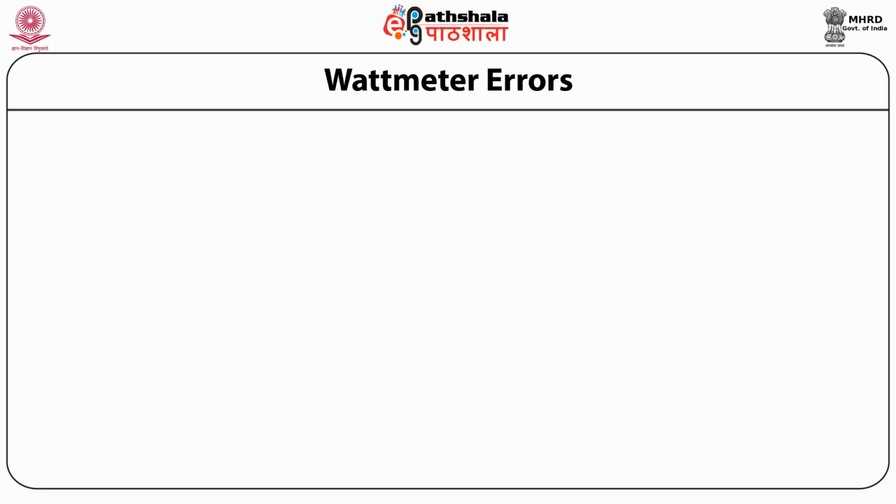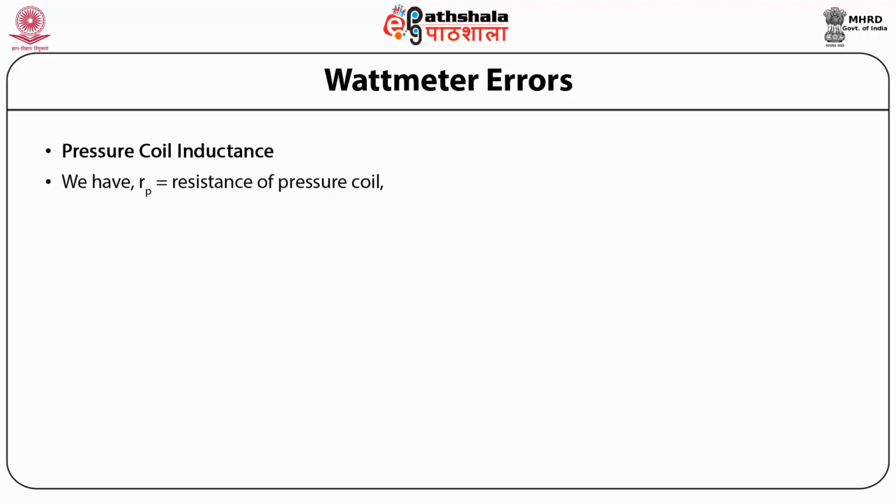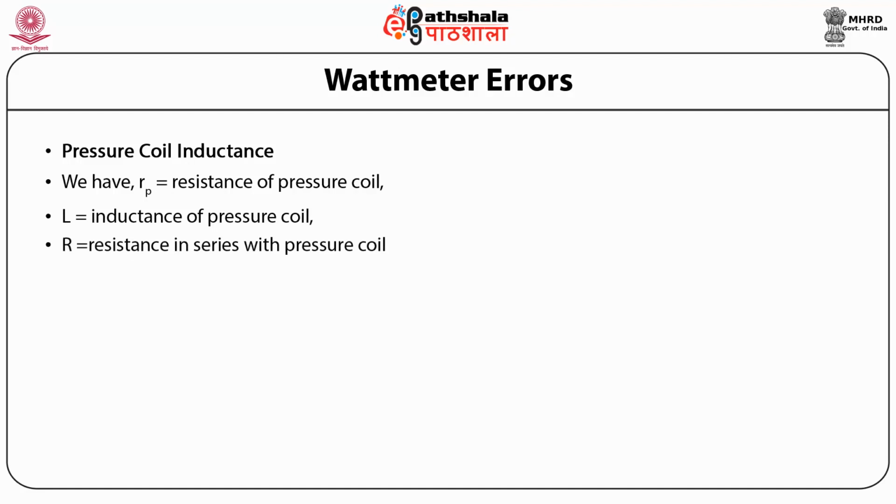So students, now let us see the wattmeter errors. First, let us see the pressure coil inductance. We have Rp is equal to resistance of pressure coil, capital L is equal to inductance of pressure coil. Resistance in series with pressure coil is represented by capital R. Total resistance of pressure coil circuit, capital Rp, is equal to small rp plus capital R.